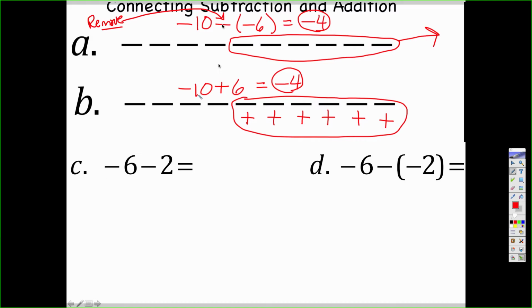Then we tried to create some of our own versions so we could still have the same answer as -4. So they all have the same answer, and they all started with -10. And here's what I saw when I walked around the room yesterday.